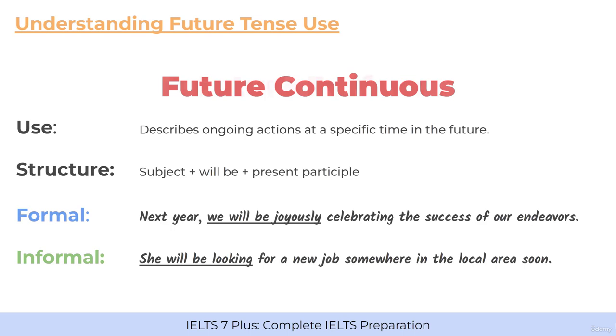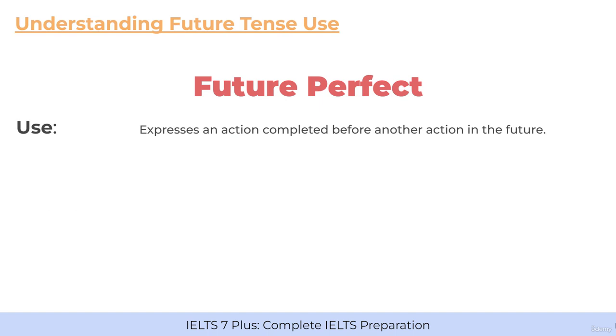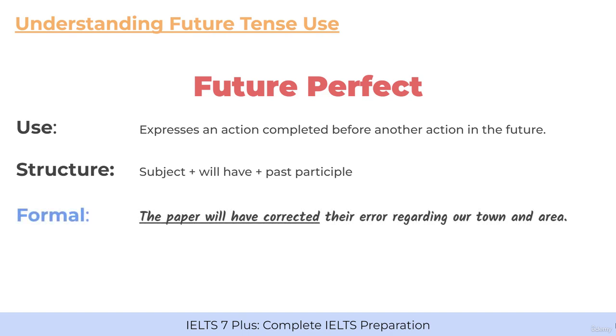Okay, now we are on to our perfect tense, future perfect tense. This expresses an action completed before another action in the future. So really there's 2 actions in place. We're talking about the first one that's happening in the future. I'm sure the examples will help you. Subject plus will have plus the past participle. Let's take a look at this. The paper will have corrected their error regarding our town and area.